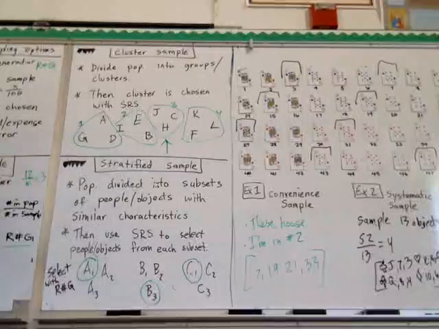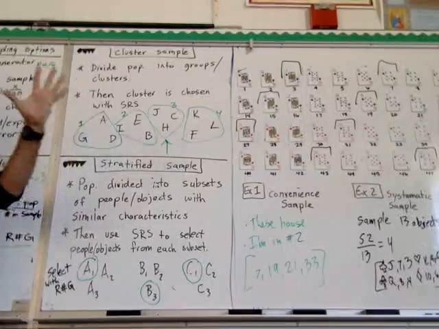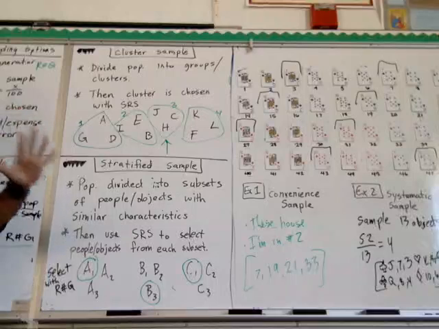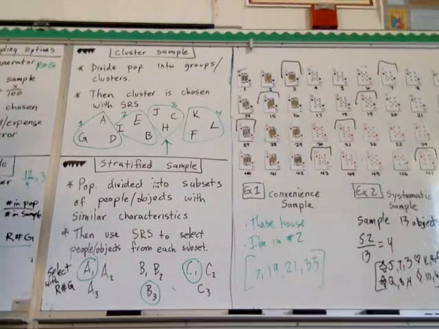Okay, these two are very similar. The cluster, I want you to think of it as the cluster doesn't care who is grouped at all. Stratified sample does care who's grouped, and it's really specific.